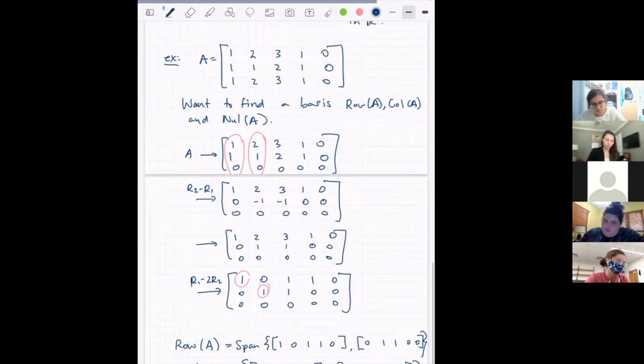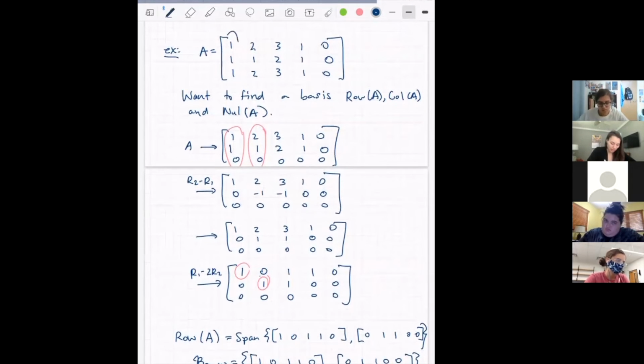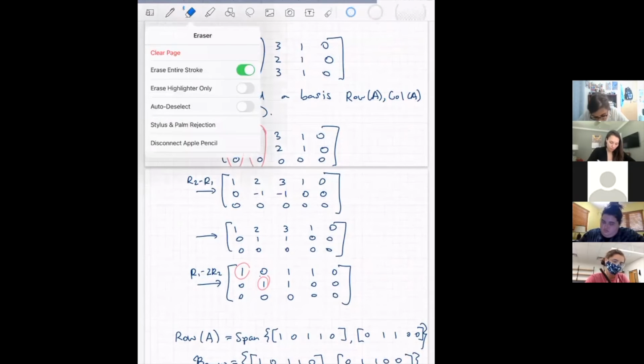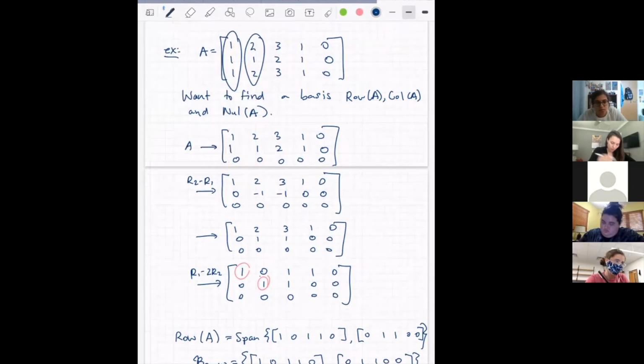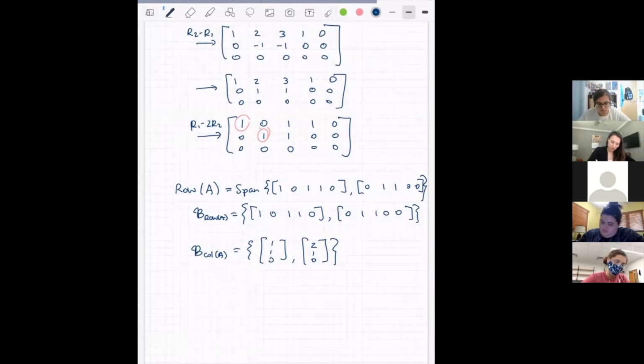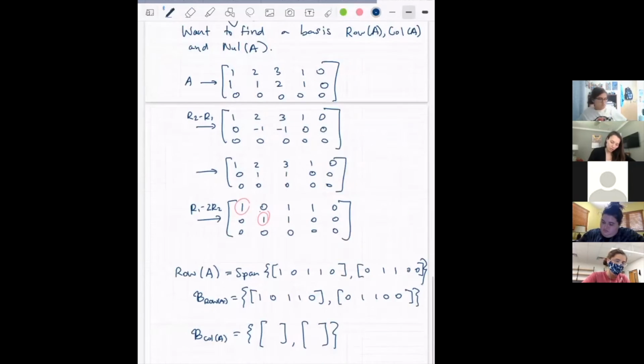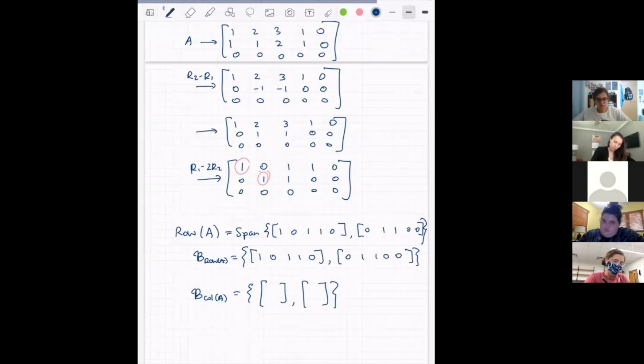Oh, wait, no, I took those from the first step. Sorry. This is A, so it should be these two right here. So those are 1, 1, 1 and 2, 1, 2. And it's good to check: we do have two vectors in the basis for the row space and two vectors in the basis for the column space. Those should be the same. And the rank of A is 2.